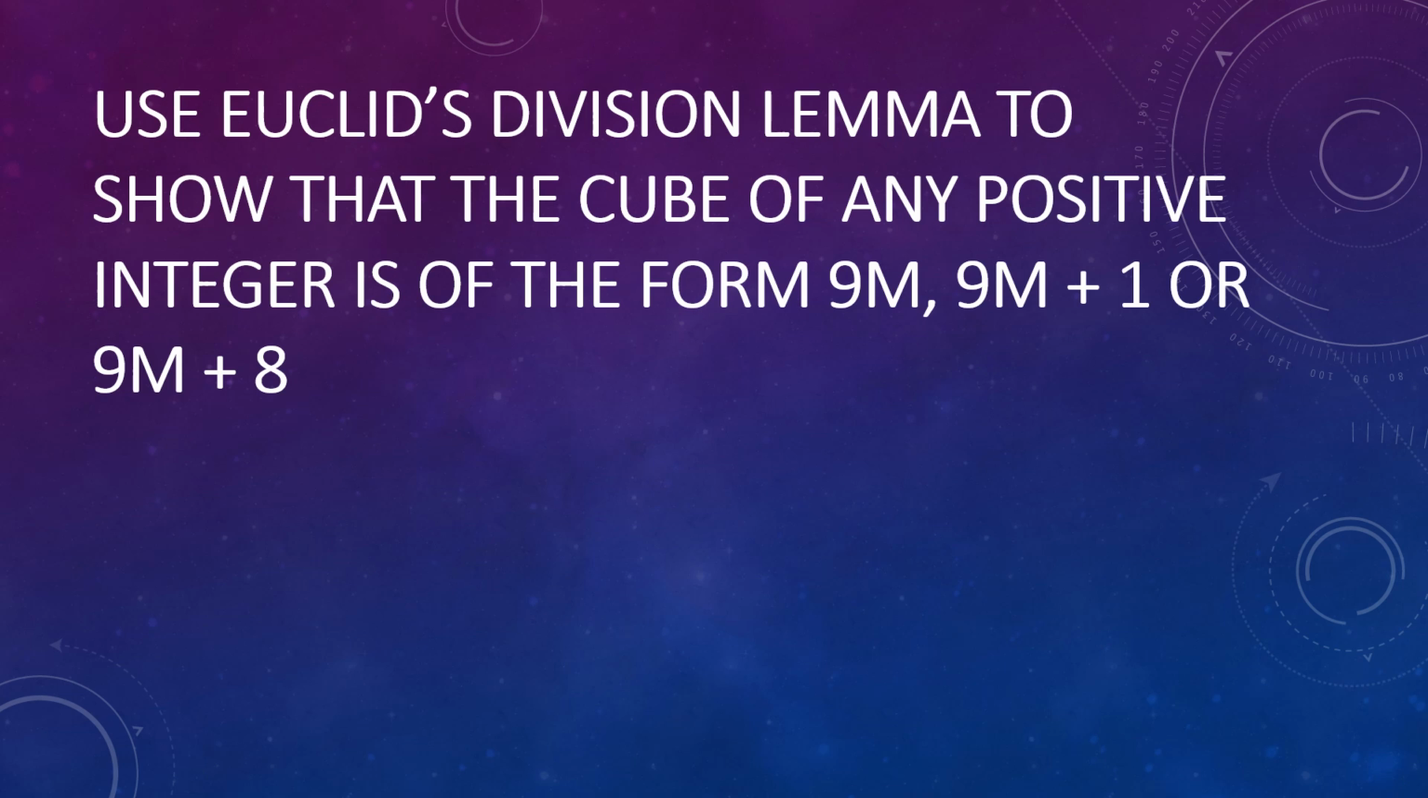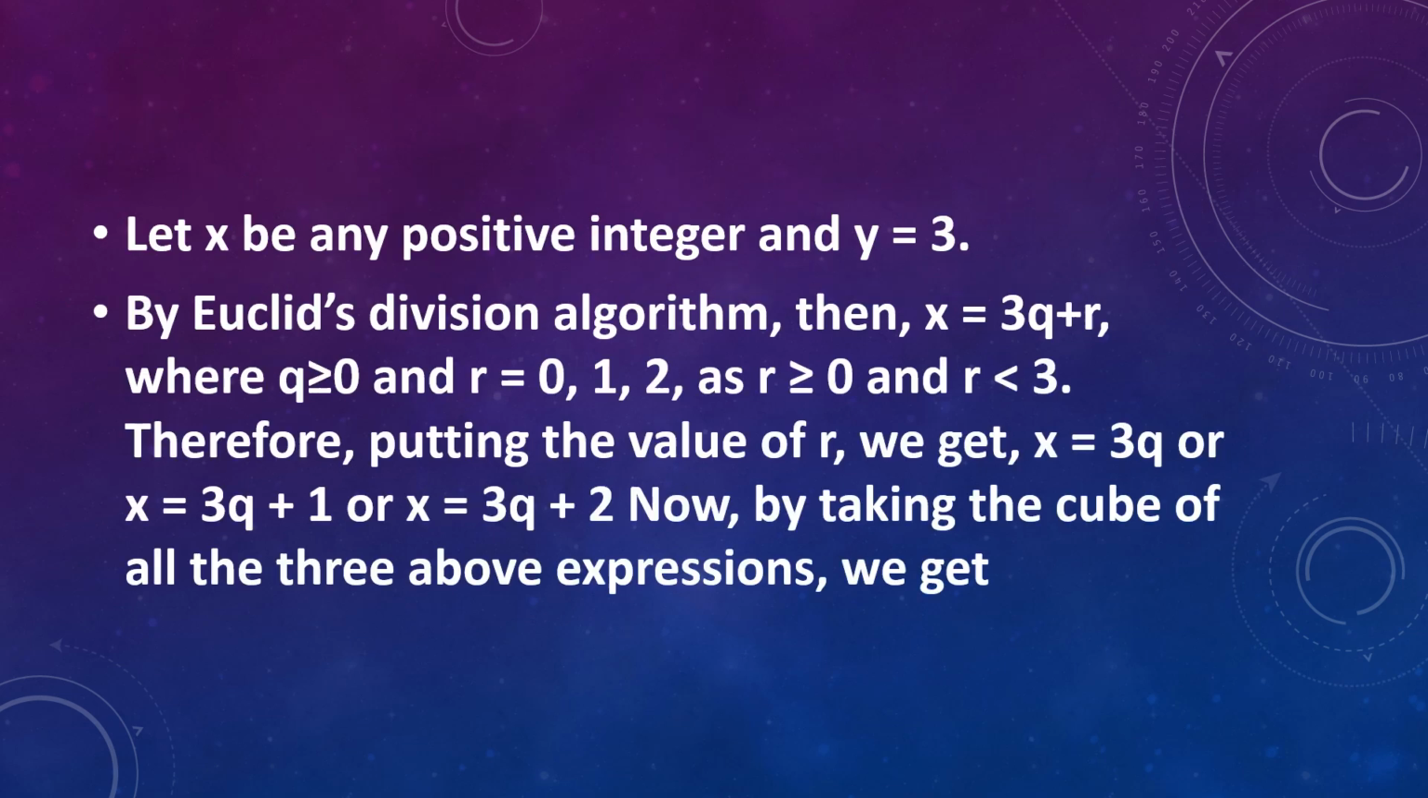What is the Euclid division lemma formula? a equals bq plus r. When the number a is divided by b, where b should be not equal to 0, we will be getting the remainder in any of the forms. So we are going to see here, let x be any integer and y equal to 3. It is related with cube, so we are going to assume it as 3.